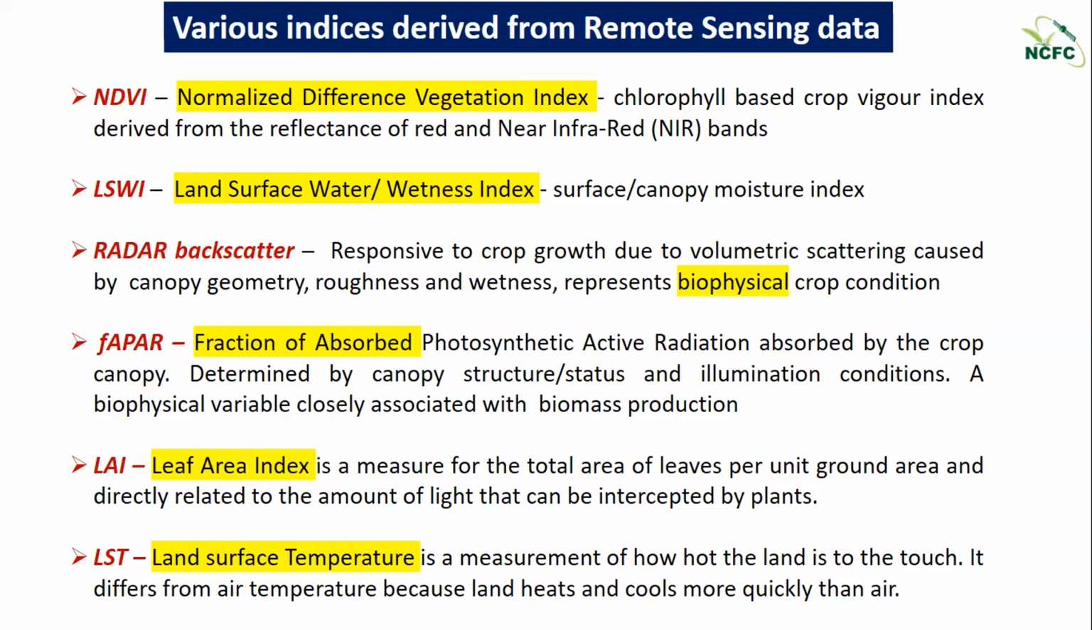Then other factors are FPAR and LAI. These products are available from MODIS and VIIRS. Even Sentinel is providing FPAR. So you can use these parameters and they can go into the yield model for the analysis. And land surface temperature is also one of the parameters. It's different from the air temperature.